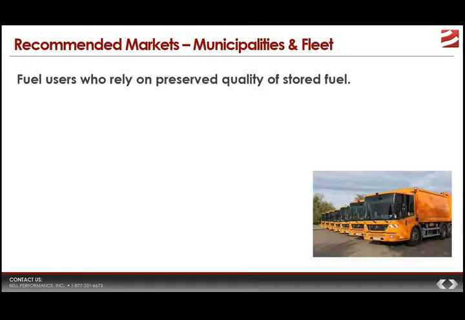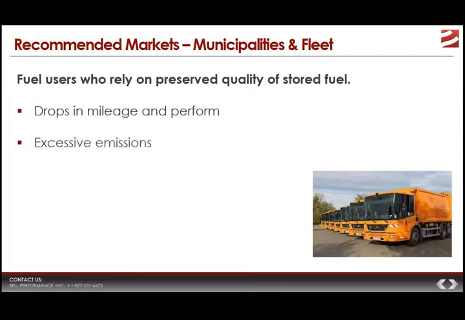Who are the kinds of people, the kinds of markets that have the most need for this kind of thing? Well, municipalities and fleets, anyone who relies on preserving the quality of stored fuel, they're going to need to consider fuel stabilizer treatments, because if they don't, they're going to see drops in mileage, performance. They can see excessive emissions, especially in standalone systems, like when they fire up generators to do load banking, and you get that big puff of black smoke.